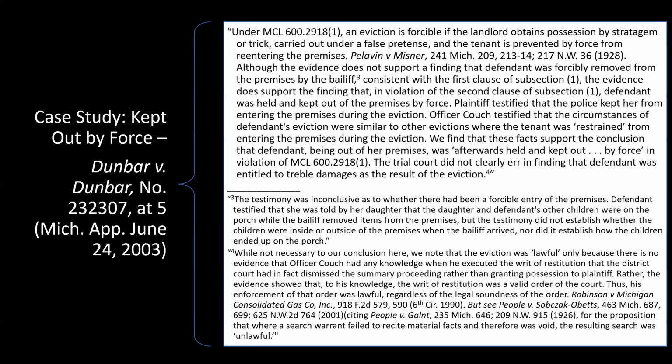...or trick or carried out under false pretenses, and the tenant is prevented by force from re-entering the premises. So here, the evidence didn't show that the defendant was forcibly removed from the premises. However, once the resident, or tenant, was out of the unit, the tenant was kept out by the police. And the officer testified that this eviction was similar to other evictions where the tenant was restrained, whatever that would mean, from entering the premises during the eviction.